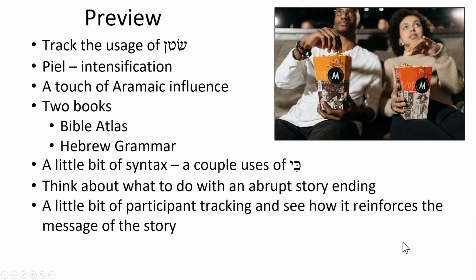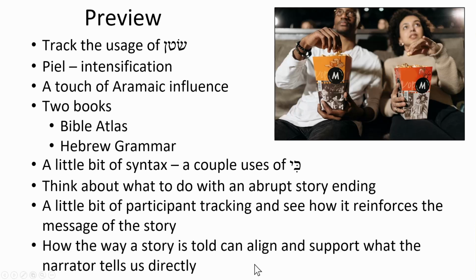We're going to do a little bit of participant tracking, tracking an actor, actually not just a subject, tracking someone in a text. And we'll see how it reinforces the message of the story. And related to that, we're going to see how the manner in which a story is told, how it's constructed, how it's written, can align with and support what the narrator tells us directly. So narratorial material is where the narrator is speaking to us, the reader, directly. But then stories are embedded there. And it's interesting to see how they support one another. And we'll see that today. So here are a few previews of what we're going to encounter.